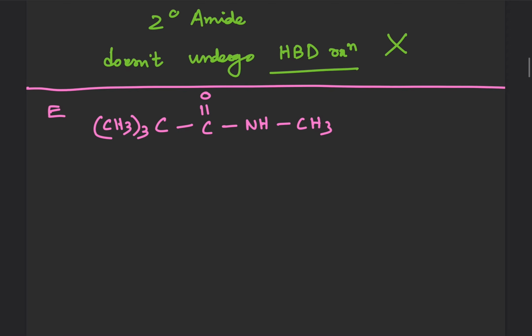Okay. Again, it's a 2-degree amide as nitrogen is attached to two carbon. So nitrogen is attached to one and two carbon. Okay. So therefore, it again does not undergo Hoffman bromide degradation reaction and is therefore rejected.